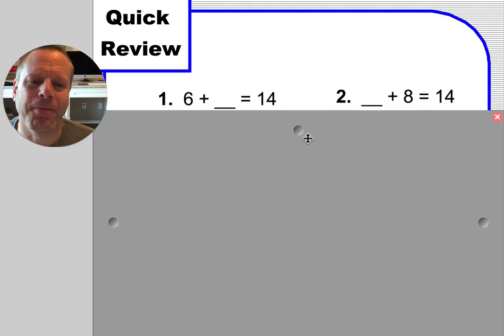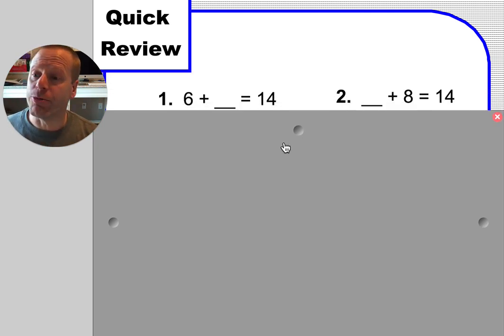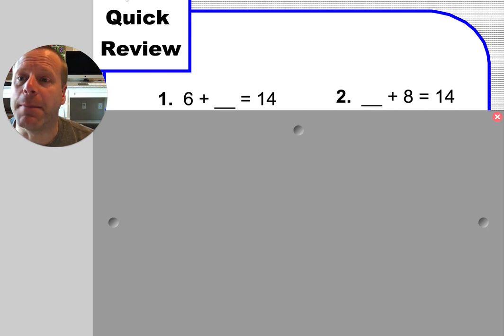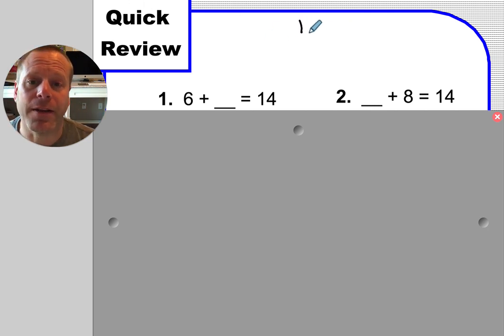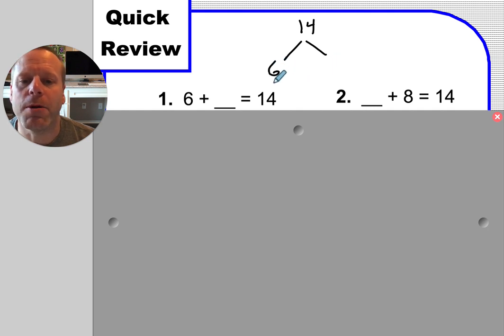Here we go. All right, these are two related facts, okay? So we have 6 plus something equals 14, and then we have 8 plus something equals 14. So if I start thinking about this number bond, this 14, and I break it into two pieces, and one piece is a 6, and the other piece is an... Wait a second. I don't have to use my number line to do this problem.